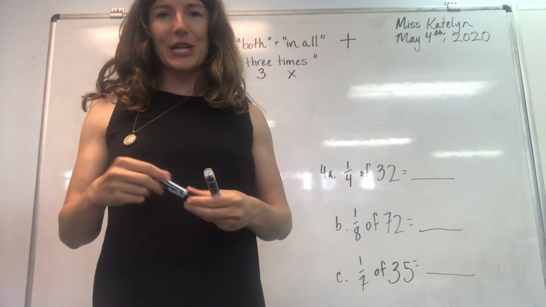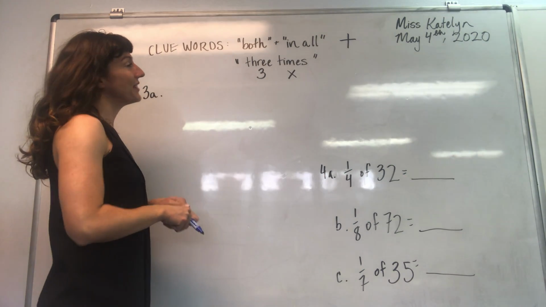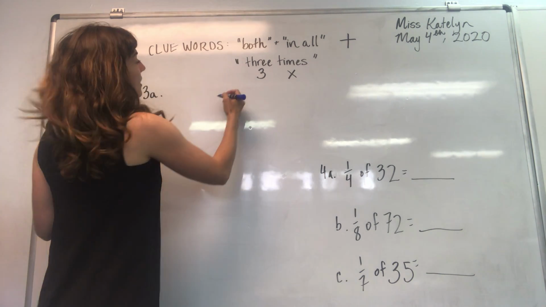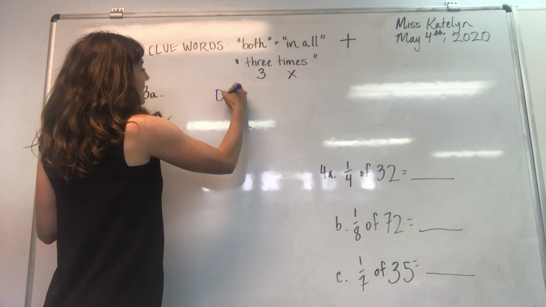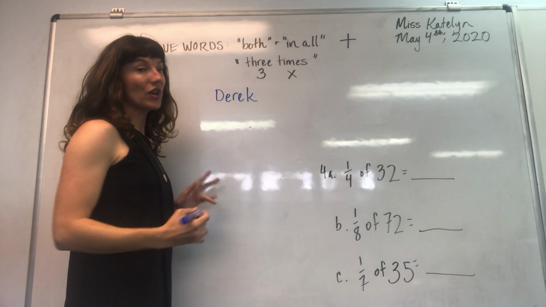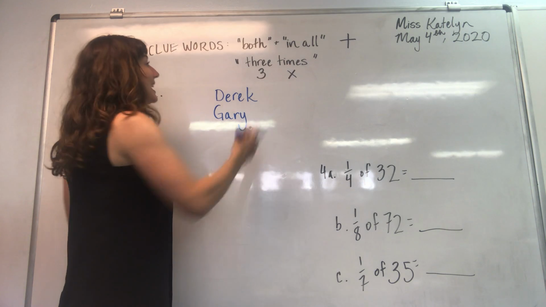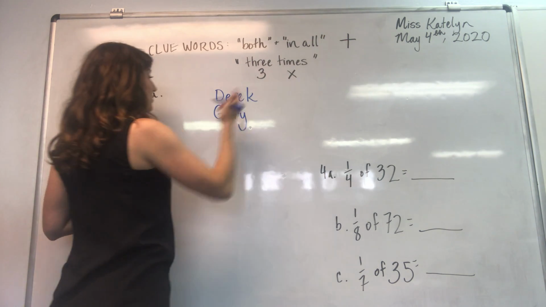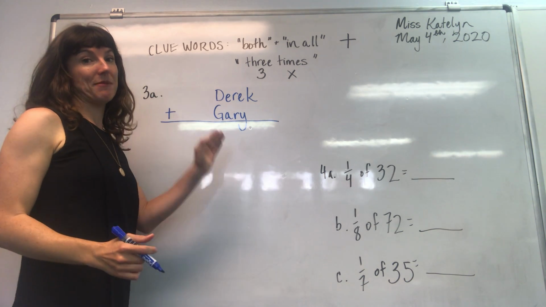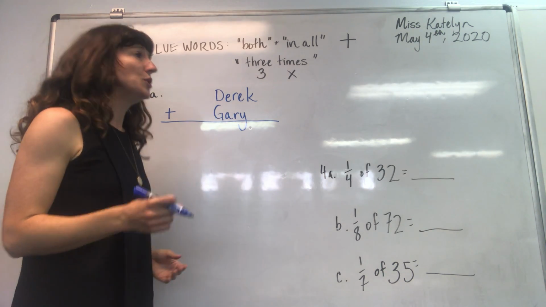All right, Derek has 13 pencils, and Gary has 3 times as many pencils as Derek. How many pencils do both boys have in all? They want you to add both boys, okay? Who's first? Derek? So we write Derek first. And then Gary is next. So we write Gary. Both and in all say that you're going to add. So put an addition sign underneath those 2 names. This is how it needs to be set up in your book. All right? This is how we do it.